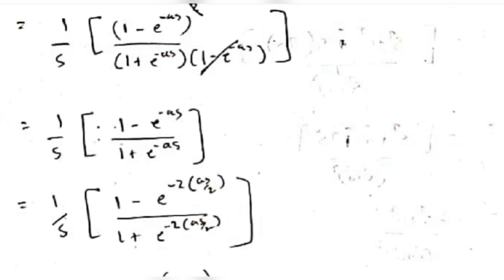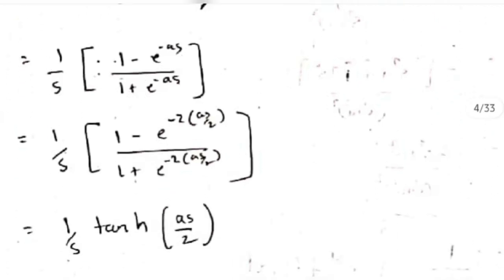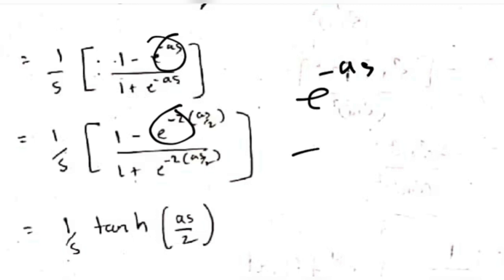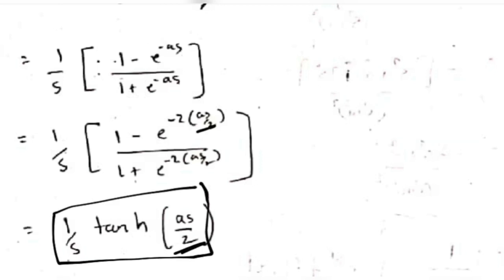And now you have to know the formula of tan hx. That formula we'll substitute here in the powers of e. Observe carefully, e power minus as can be written as e power minus 2 into as by 2, right? Because in the tan hx formula we have this square here. So in that way if we write 2 into as by 2, we'll get 1 by s tan h as by 2. That's the answer.